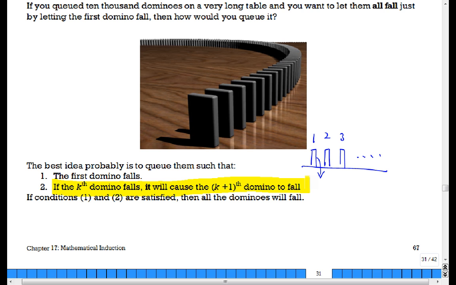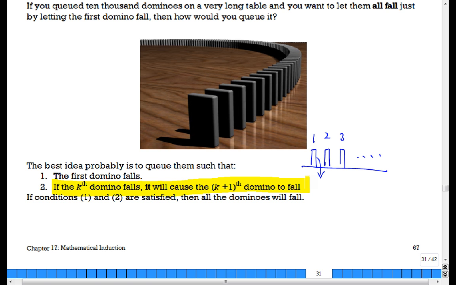So I don't need to do all this. I only do the first case, first domino. Before, I also need to ensure that the k domino will cause the k plus 1 domino. So if you recall how the domino was set up, it's like that. The space between each domino is such that the k domino will cause the k plus 1 domino.